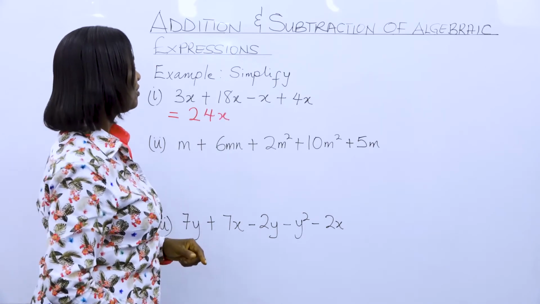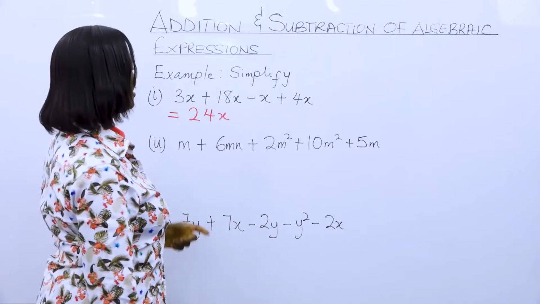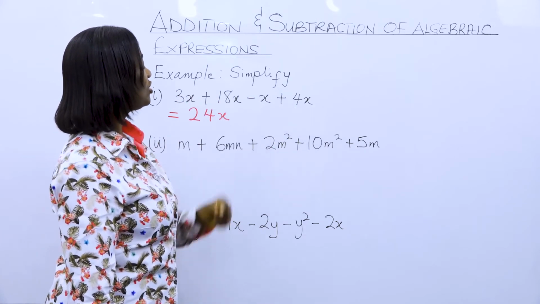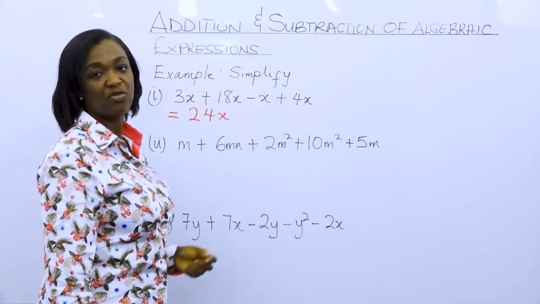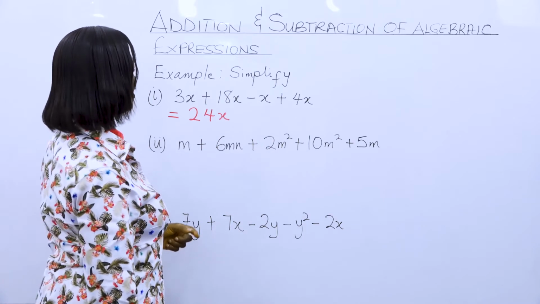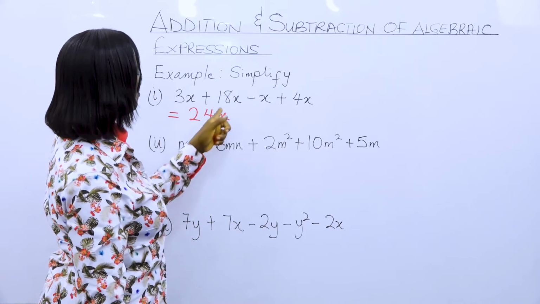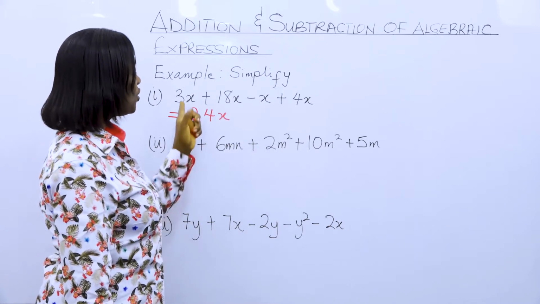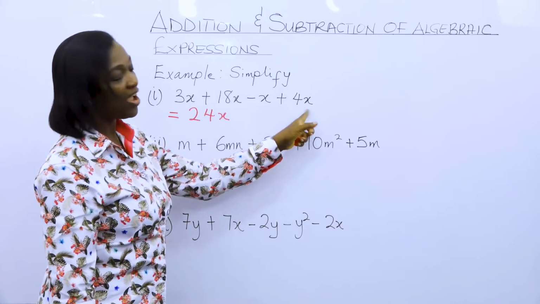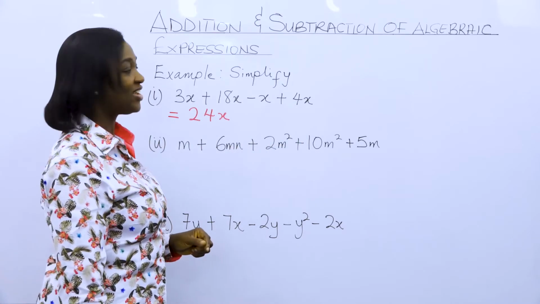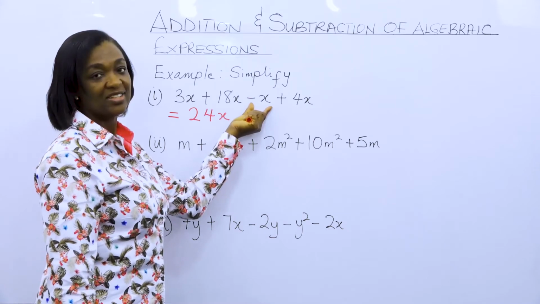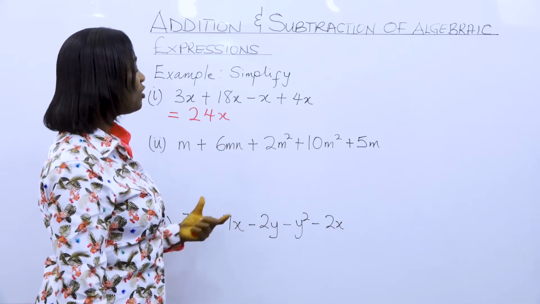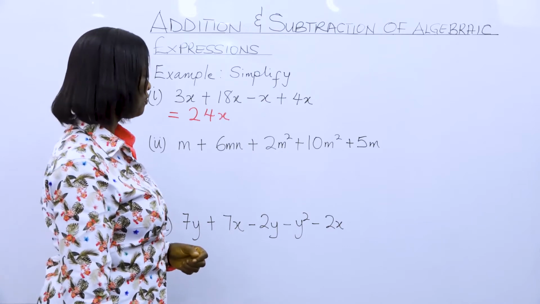Another way to do this is add up all the positive x's together and take away the negative one. So let's try that. 3x plus 18x is 21x. 21x plus 4x is 25x. Take away x is 24x. So you can choose to do it in any way that is convenient for you.